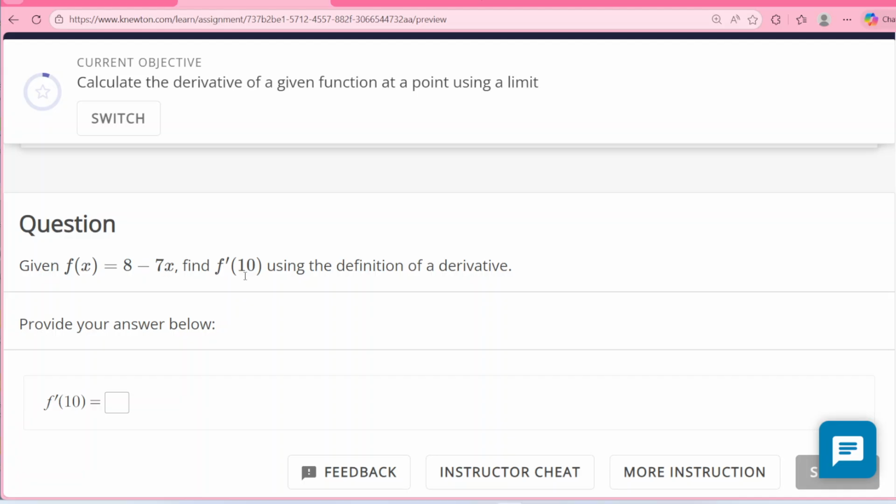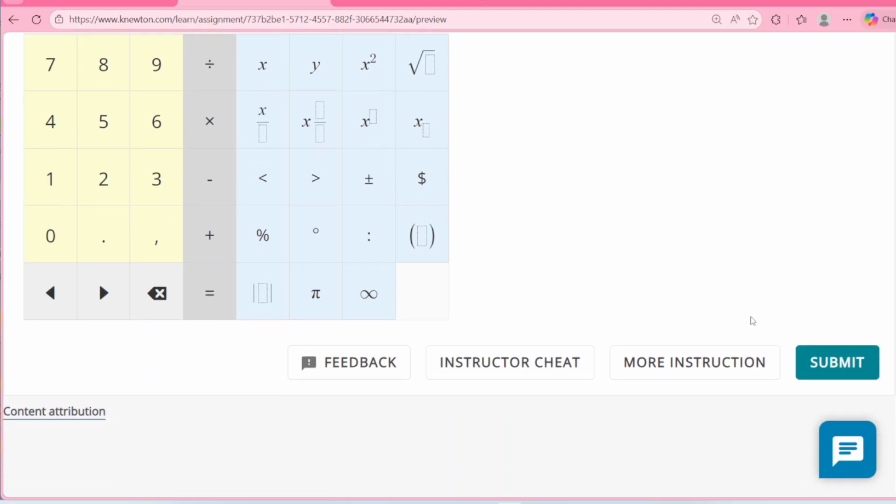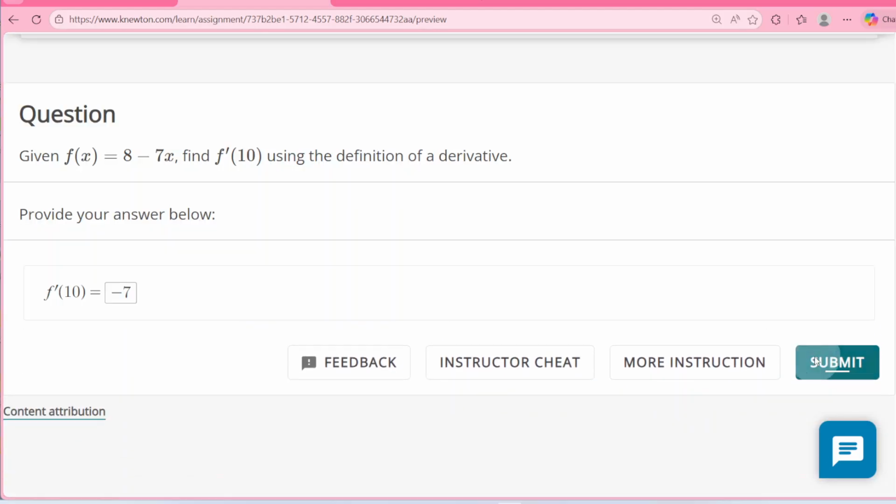So at x equals 10, or anywhere for x, the slope of the tangent line will just be the slope of this line, right? The tangent line is just this line, which has a slope of -7. So f prime at 10, the slope of the tangent line to f at x equals 10, should be -7. So I'm not going to write that one out. I've already mentioned plenty how linear functions should be quick and easy.